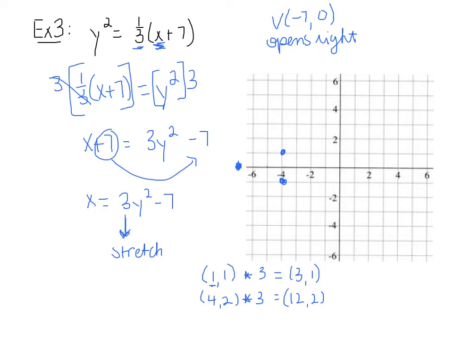And then we're going to count 12. So 1, 2, 3, 4, 5, 6, 7, 8, 9, 10, 11, 12, and up 2, and that would be my second point. And it's going to have a symmetrical point over here.